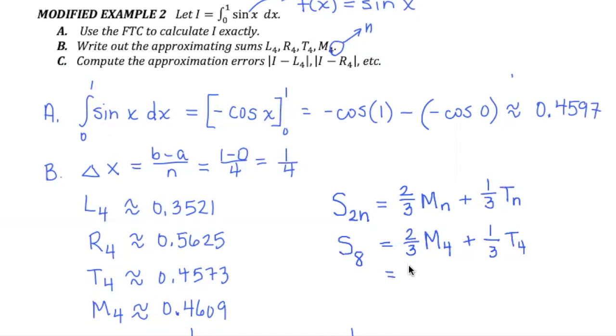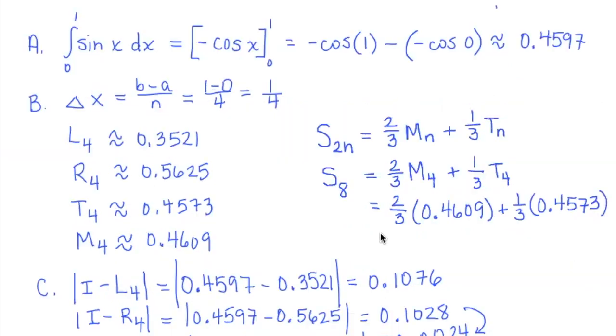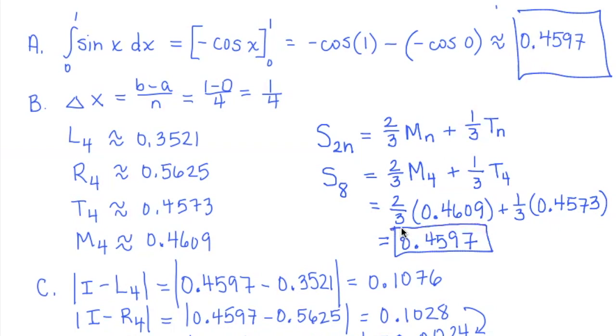So if you take 2/3 of 0.4609 and add 1/3 of 0.4573, it turns out you get 0.4597. And notice that's the exact value of the integral. So Simpson's rule gives us a highly accurate way to use a weighted average of midpoint and trapezoidal sum to come up with the best approximation.